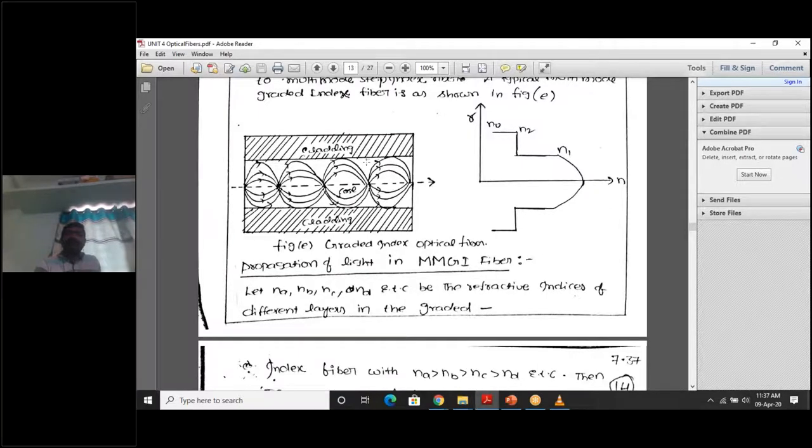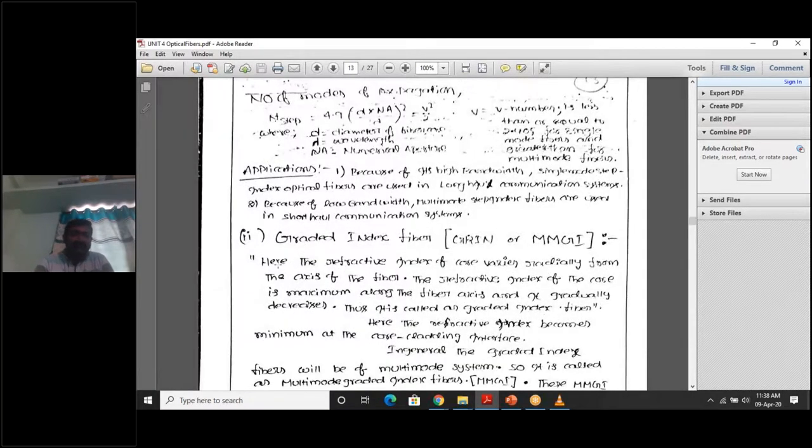The refractive index of the core is maximum here at the axis. It decreases, and at the core-cladding boundary, it becomes minimum. So this is the core-cladding interface. Here the refractive index of the optical fiber gradually changes, gradually decreases. That's why it is called graded index optical fiber. In short, this is called GRIN or MMGI.